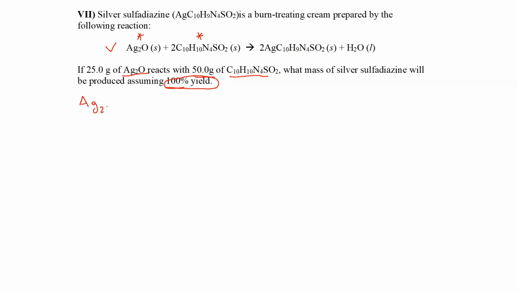So silver oxide. For silver oxide, for silver you have 107.9 plus 16.00, and this is equal to 231.8 gram per mole. Okay, we need to do the same for the other reactant.